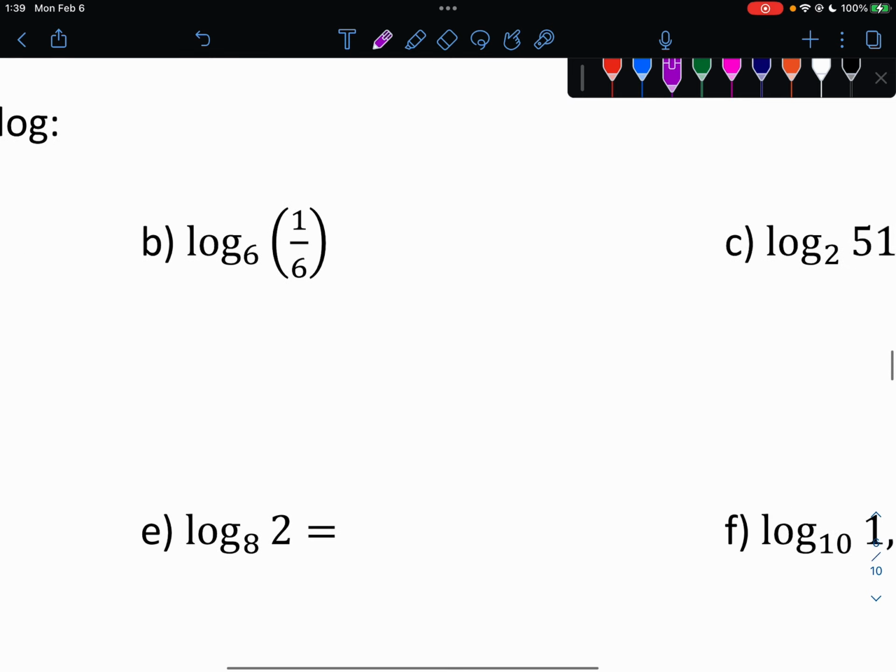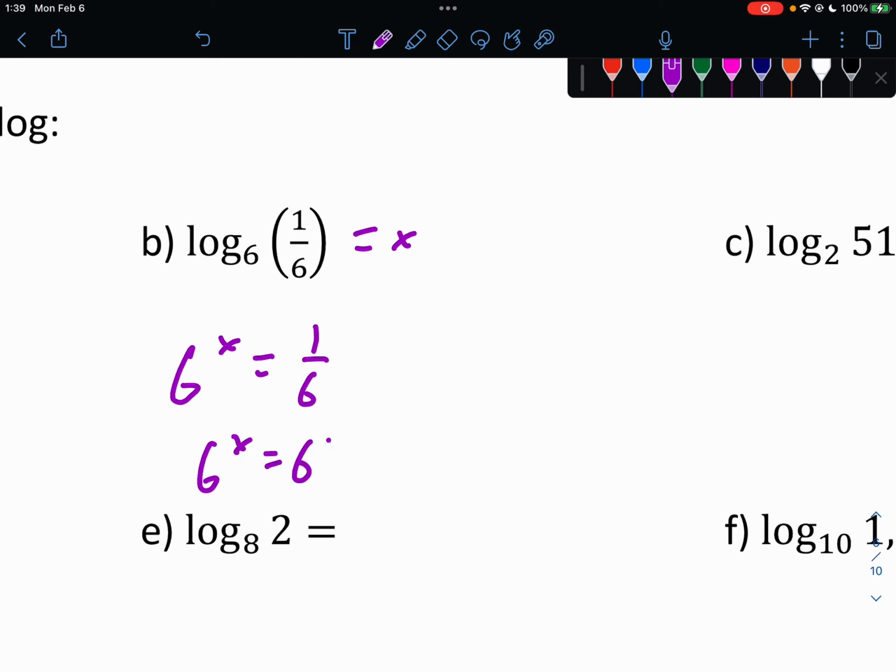And you could think of it that way as well. Like for this problem, I could call it equal x, and I could say 6 to what power would give me 1/6? 6 to what power would give me 6 to negative 1? So therefore, my answer is negative 1.